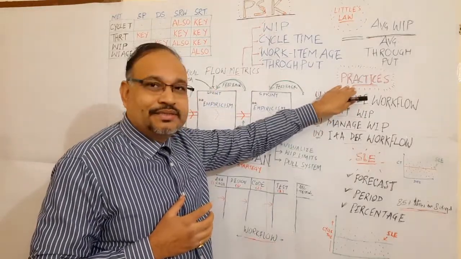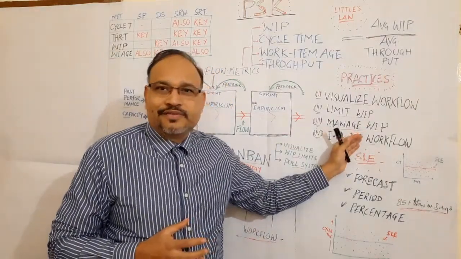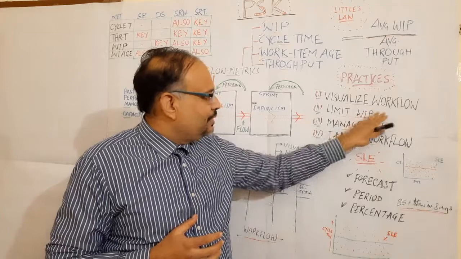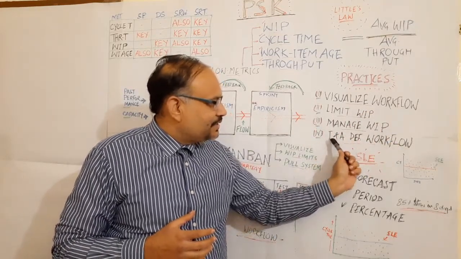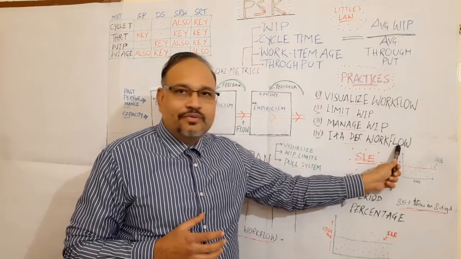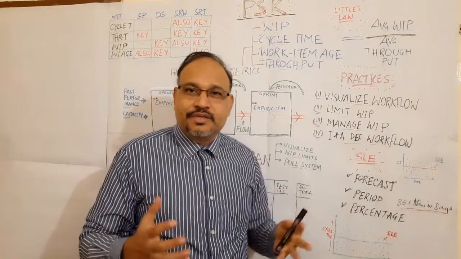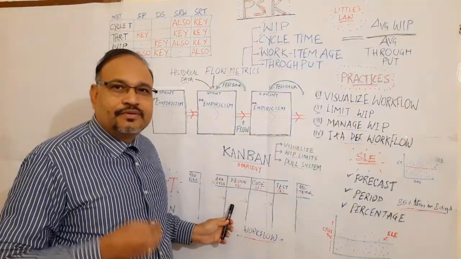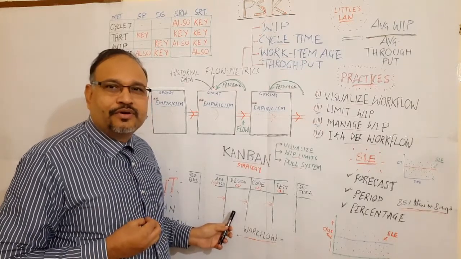Coming to the practices, out of many Kanban practices, four have been selected for Professional Scrum with Kanban, which says: visualize workflow, limit work in progress, actively manage work in progress, inspect and adapt the definition of workflow. Starting with the first one, visualize workflow to make it transparent so that you can have the right kind of conversation at the right time to identify the opportunities for improvement.